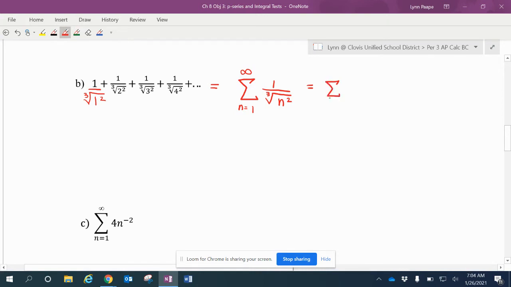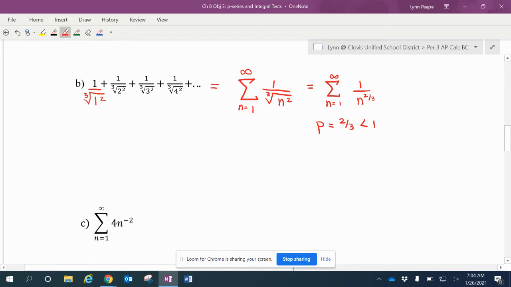So it will still be that summation from 1 to infinity, and then it will be 1 over n, and then a power of 2 and a root of 3. So put it from radical form into exponential form. Then when I see that, I can see that the power of this p-series is 2/3, which is a value less than 1.